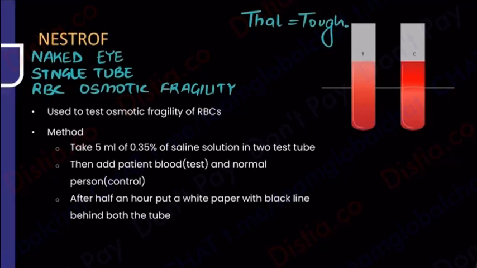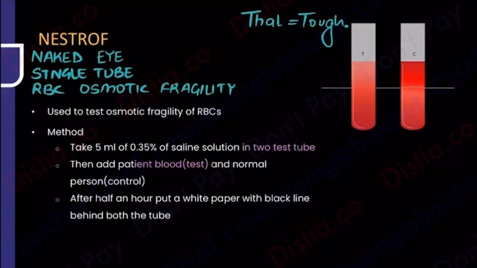Now, so everyone's understood the concept. The concept is, it is a naked eye testing. Naked eye means that you are not going to be using any microscope. Single tube, all that you need is a single test tube, and red cell osmotic fragility will tell you that you are testing the osmotic fragility, and I know thalassemia cells are very, very tough. They are not fragile, they are not weak. So what are you going to do? You are going to take these two test tubes in front of you and take the patient's blood.